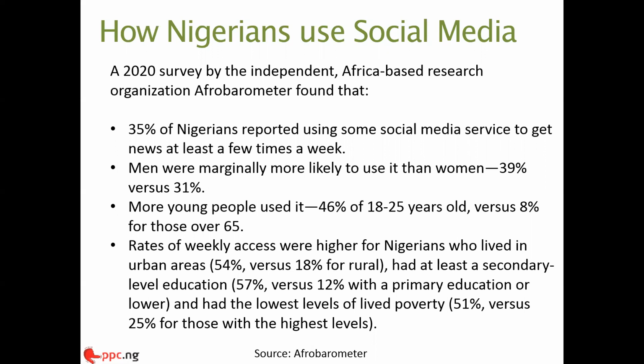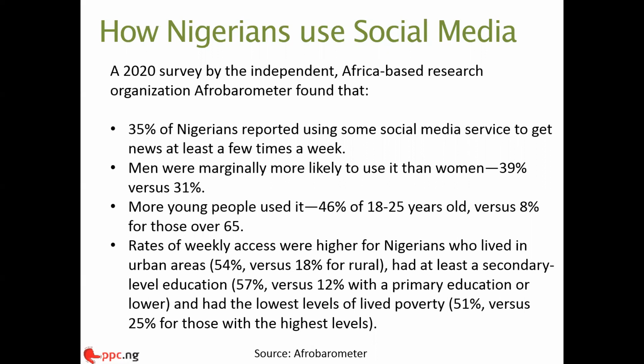Okay, so two, men were marginally more likely to use it than women. So on the ratio of 39% versus 31%. So now no one is going to make use of Twitter in that ratio. More young people used it, 46% of 18 to 25 year olds versus 8% of those who are 65. So of course, 46% of youth 18 to 25 no longer have access to Twitter.